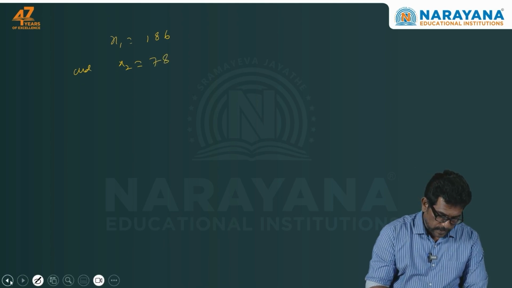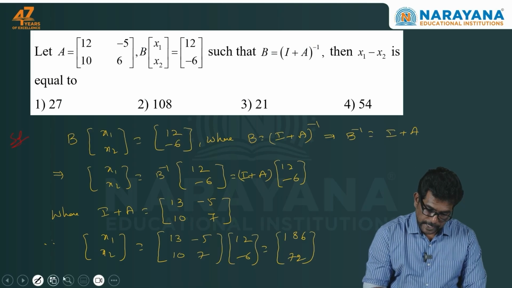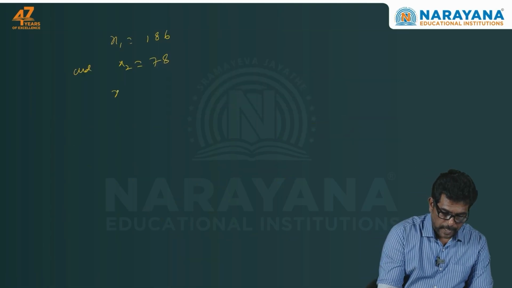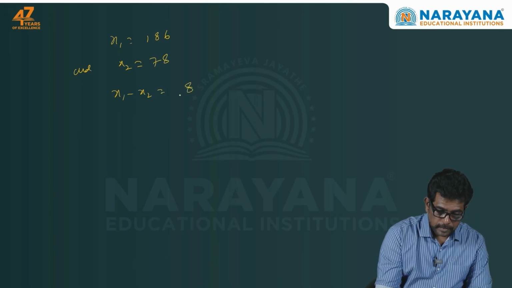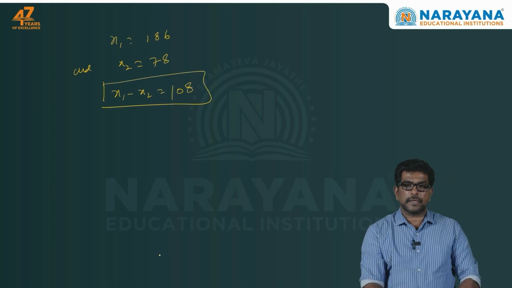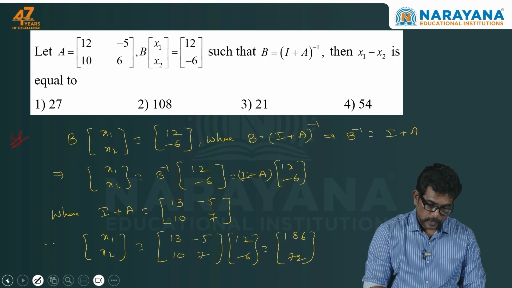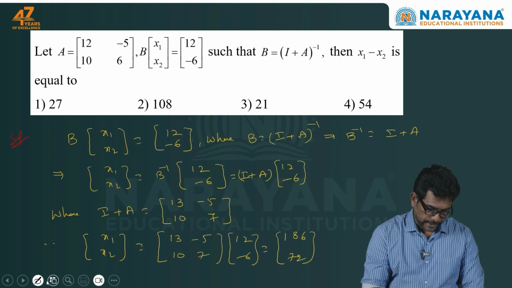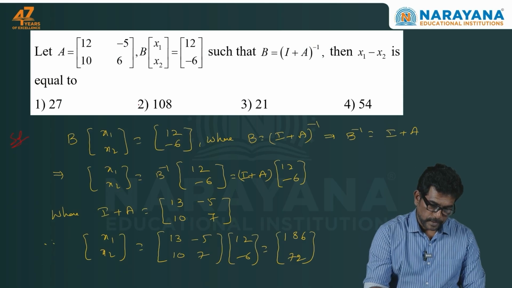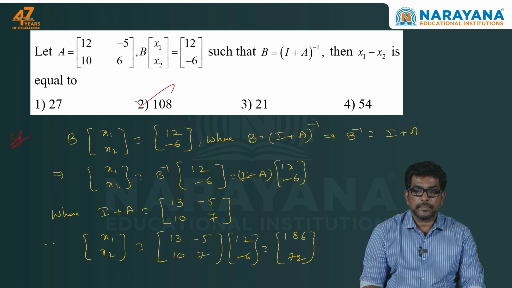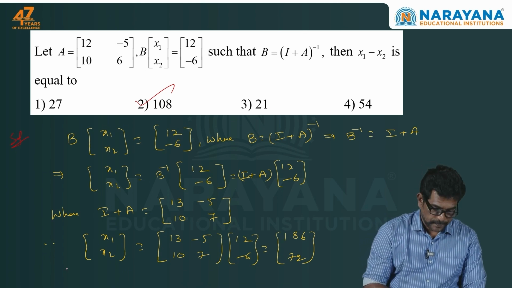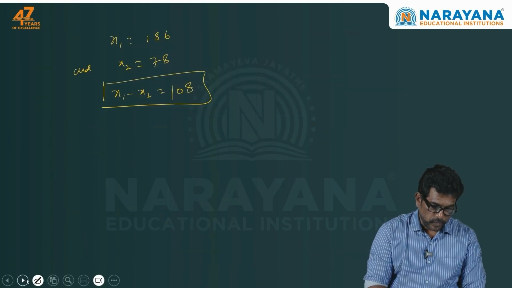They asked for the x1 minus x2. x1 minus x2 is equal to 108. So option B is right. It is a moderate problem. It takes hardly 2 minutes. Next, move on to the next problem.